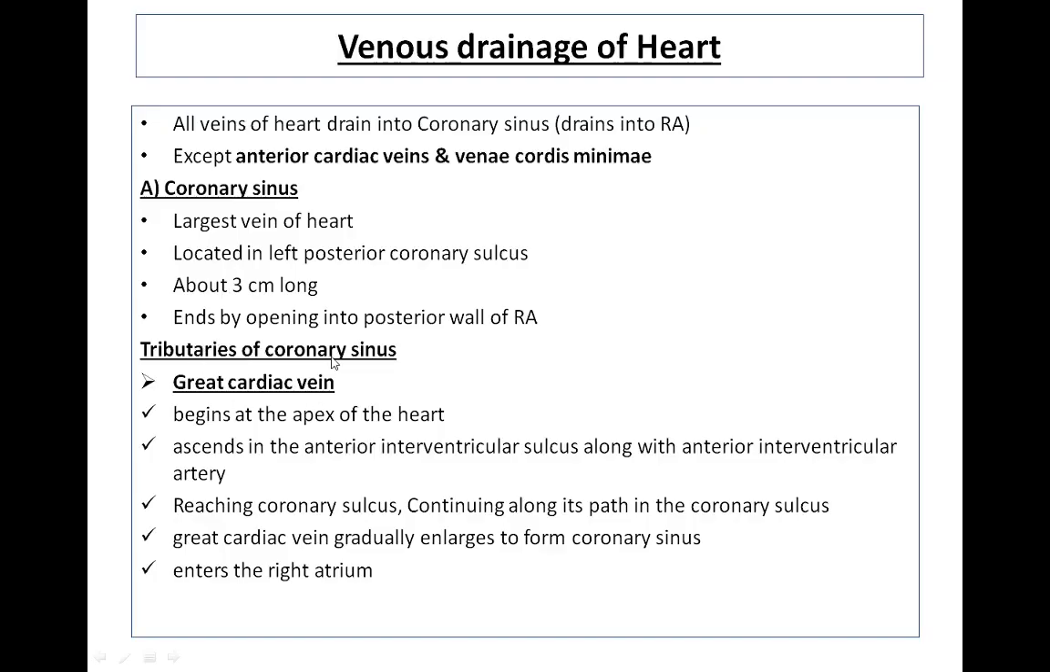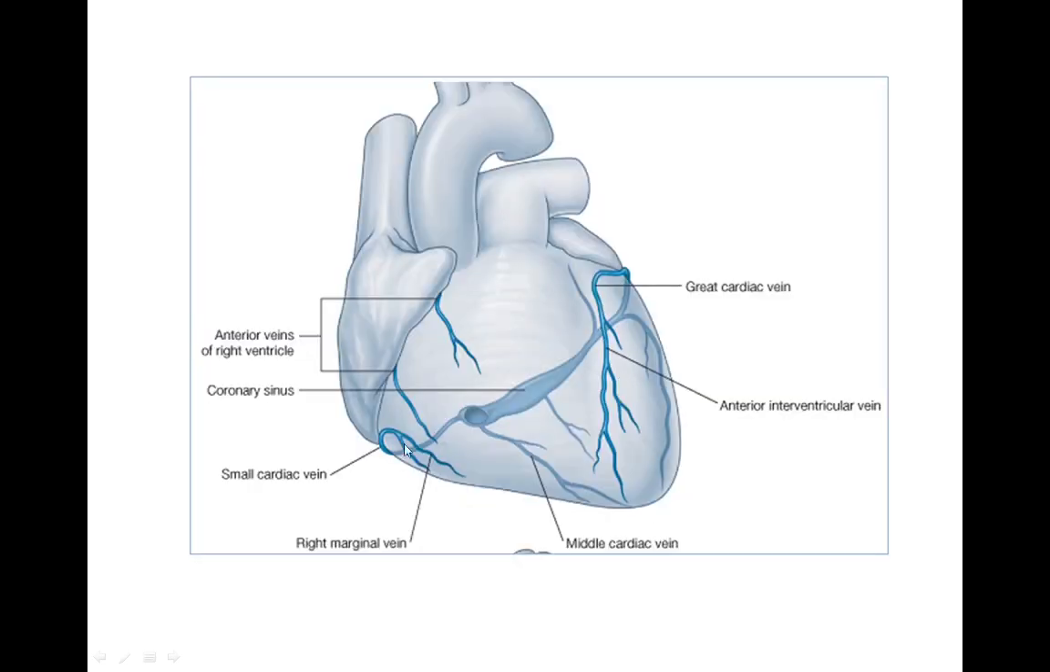Then tributaries of the coronary sinus. In case of arteries we call them branches, but here we call them tributaries. So one is the great cardiac vein. The great cardiac vein begins at the apex of the heart. Then this is our posterior aspect. Sorry, this is from the anterior aspect we are looking, and this part is the faded part.